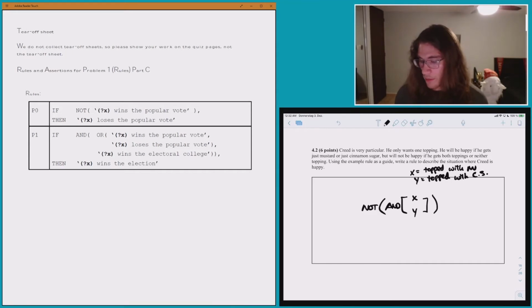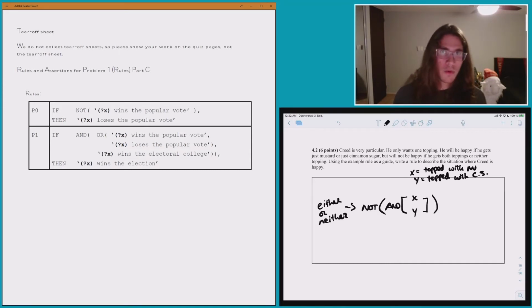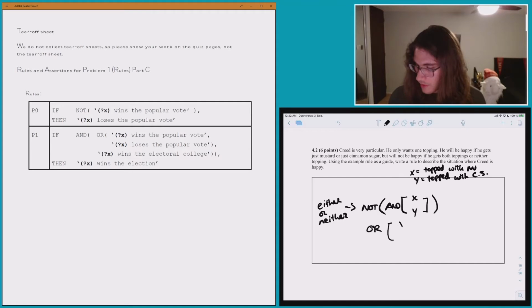So in that regard, this is saying either one or neither. So I need something that would convey the second part: at least one of them has to be in the set. So let's start with an OR, because in reality it really is either topped with mustard or topped with chocolate sauce.